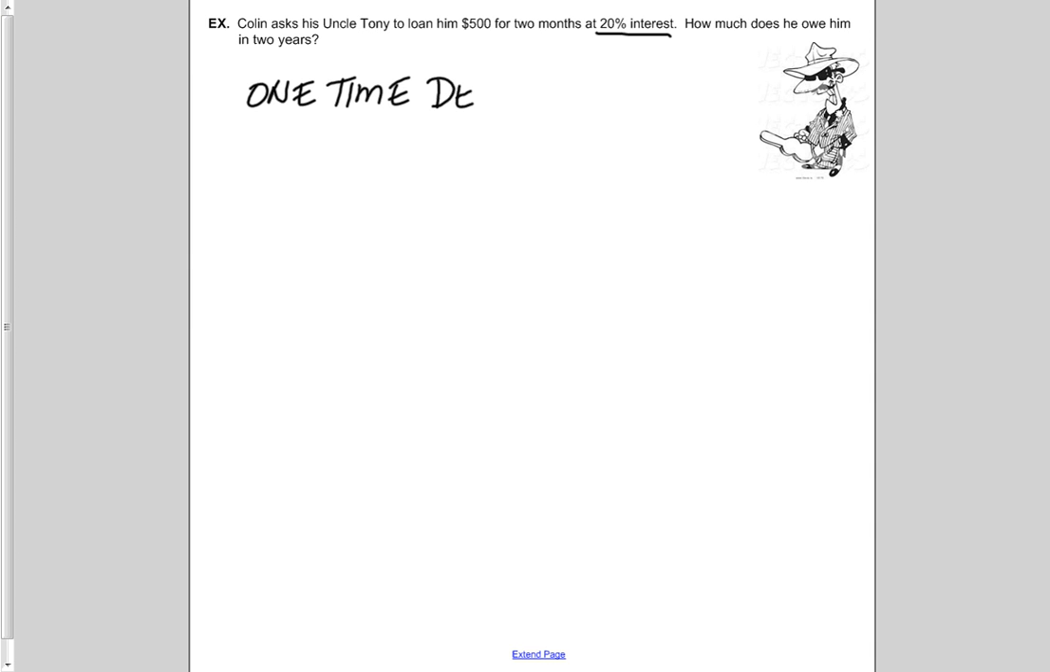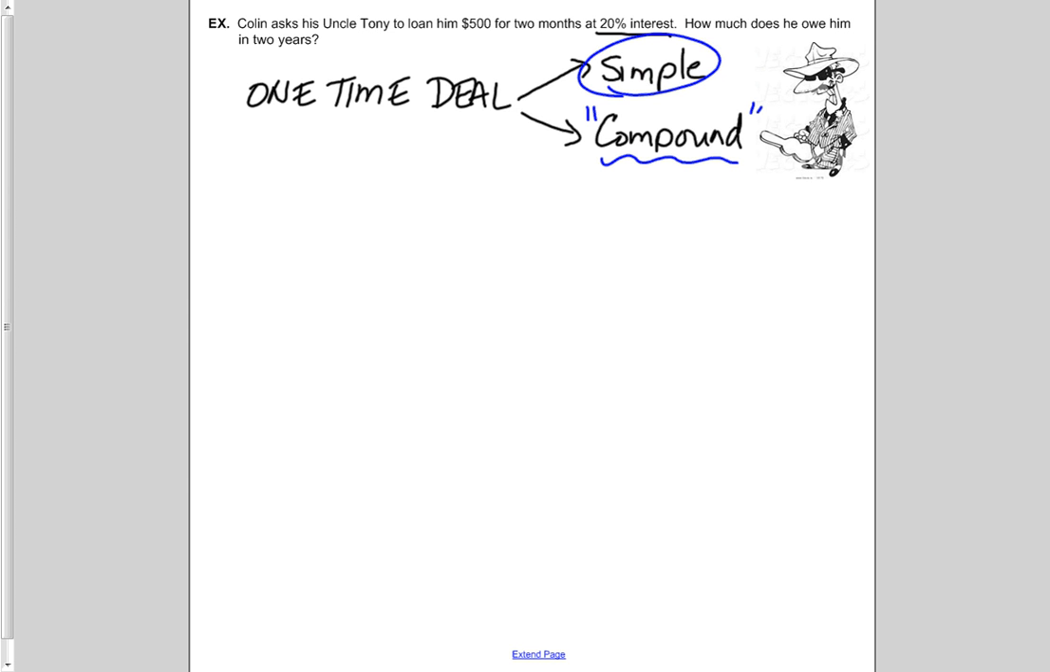So with a one-time deal, no mention of monthly this or that or regular payment this or that, we have two choices. Simple or compound interest. Now, besides the fact that I have an uncle in the problem, we don't see the word compound anywhere. So if it doesn't mention compound period, then it must be simple interest. So the formula that we have for simple interest is principal times rate times time.